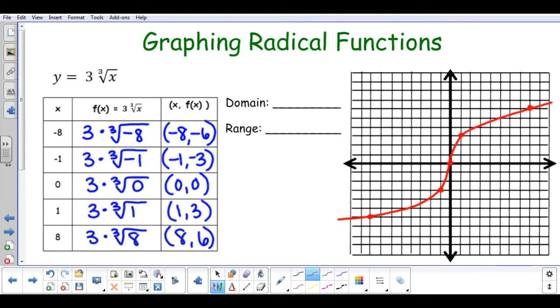Now when it comes to the domain and range of a cubic function, there is no starting or stopping place. The graph is continuing all the way off to the left and all the way off to the right. So all of my x values are going to be included and all of my y values are going to be included. So a cubic function's domain and range will always be all real numbers.